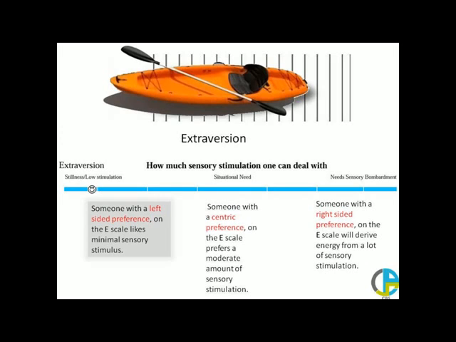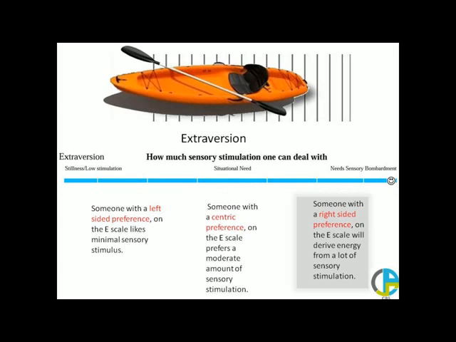Someone with a left-sided preference like yourself on the E scale likes minimal sensory stimulus. This would therefore translate into a preference for quieter places, doing things on one's own, and no or lesser interaction with people. You could also feel very tired after being in situations with a lot of sensory stimulation. You may be perceived by others to be an aloof, quiet, introverted, and a private person.